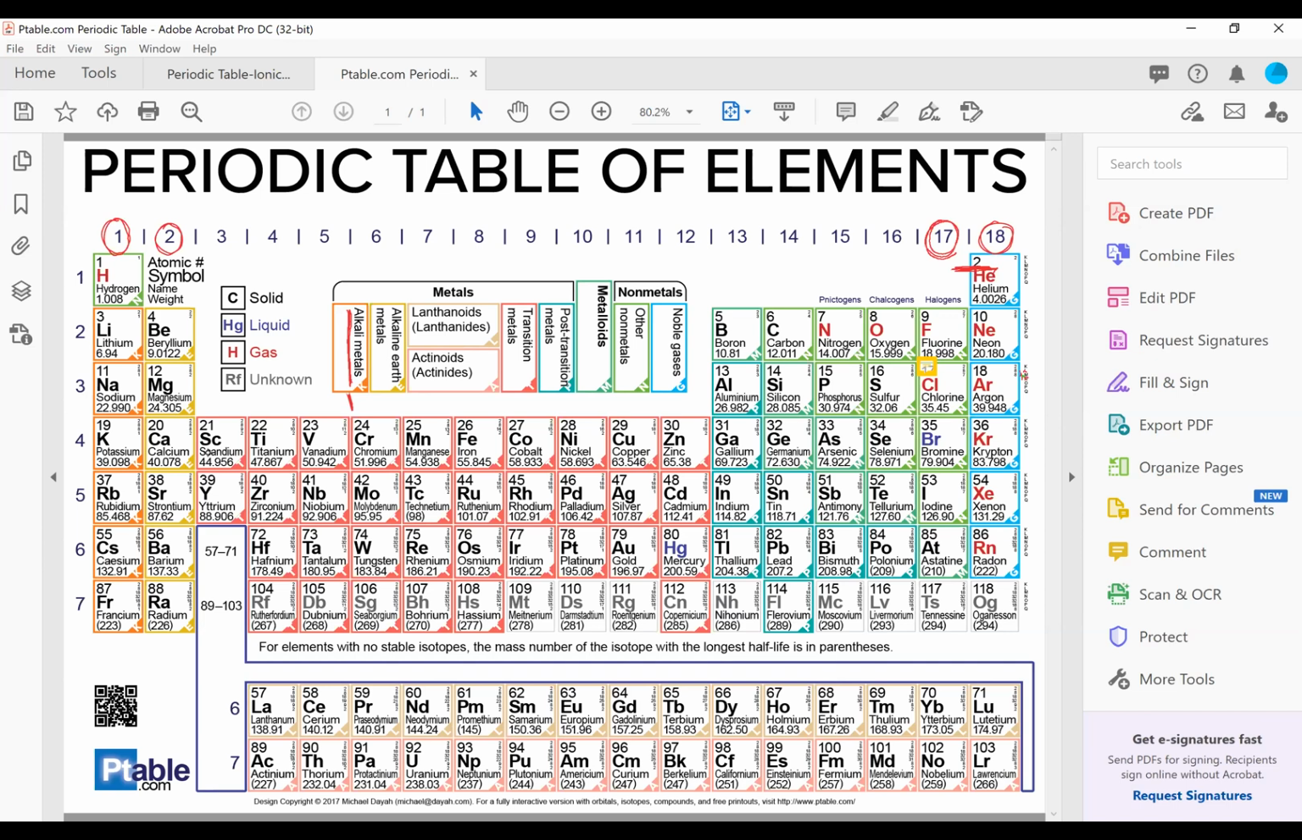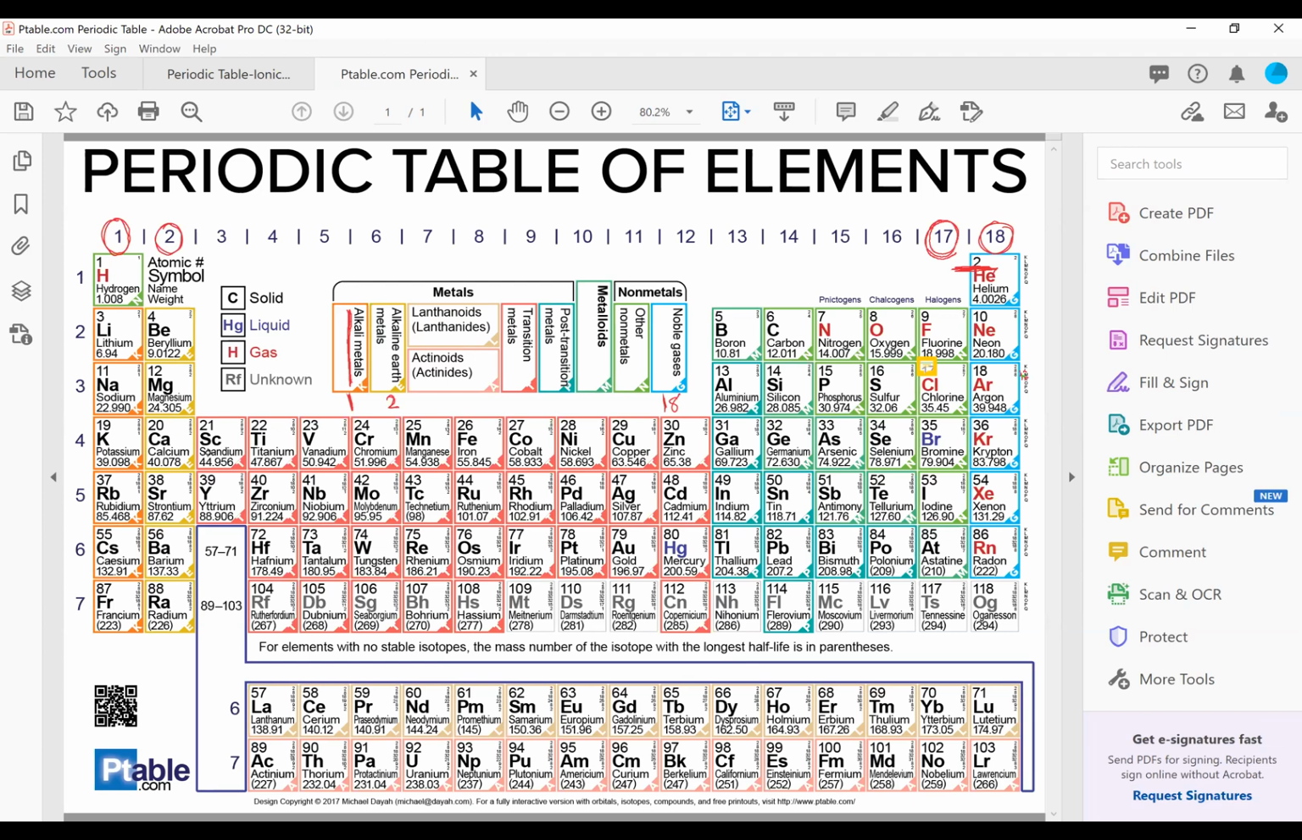Group number 2, what do we call that? Group number 2, we call them alkaline earth metals. So every element which you see in group number 2, or column number 2, is called an alkaline earth metal. Okay. Group number 18, what do we call that? We call them noble gases.